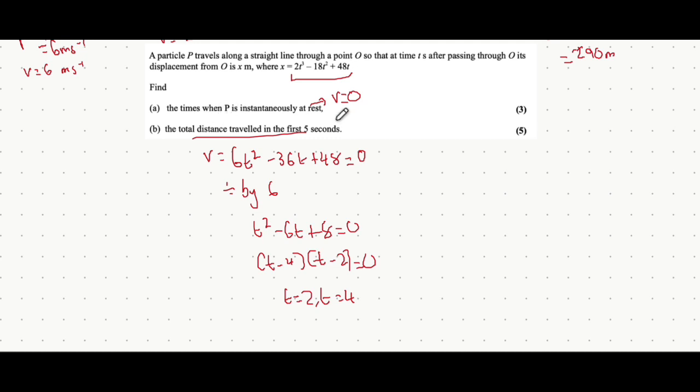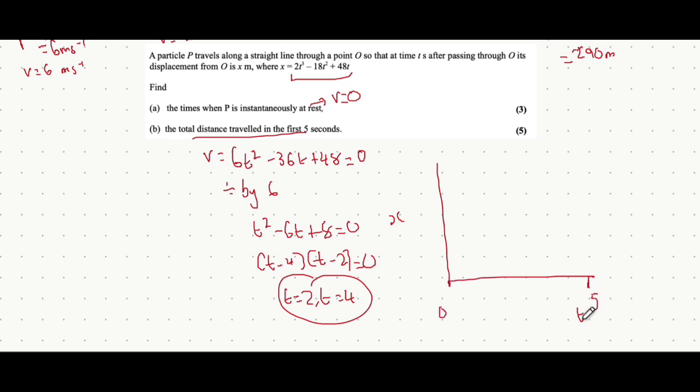What most students do for this question is they put t equals 0 into the displacement equation, and then t equals 5 into it and find the difference between them. But what we've established is that it changes direction when t is 2 and when t is 4. So what we have to do is draw a displacement time graph. So bear with me if you're struggling to understand this a little bit.